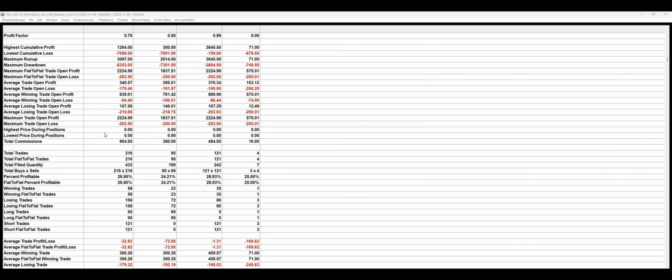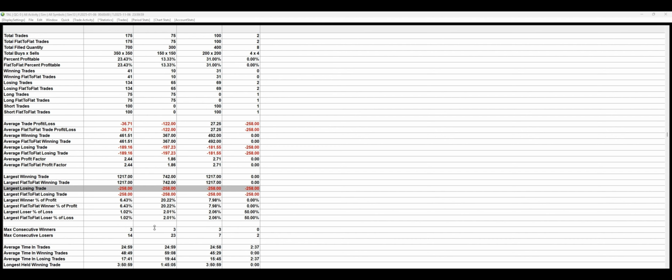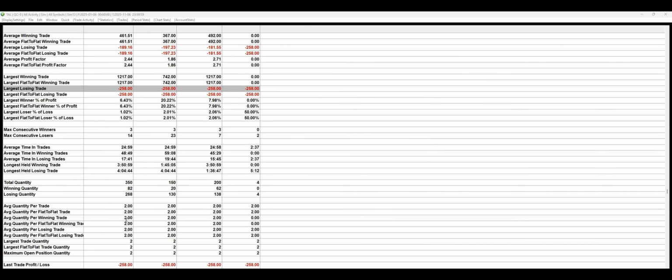So here we had $864 in commission on 216 trades. But then if we go back to our updated run, we paid slightly more in commission on fewer trades. And the reason why is because by reducing our stop distance and decreasing our exposure, we ended up trading 2 lots on average instead of trading 1 lot.